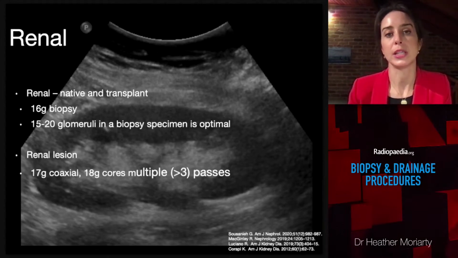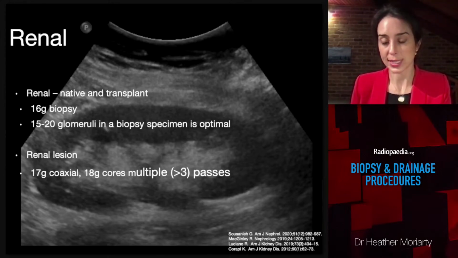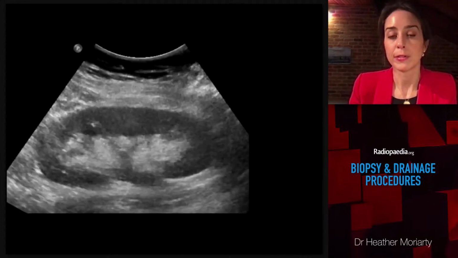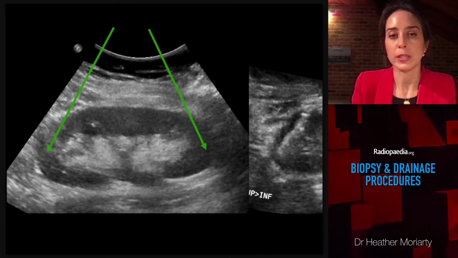For a focal renal lesion, again, I use a coaxial needle so I can take multiple passes and minimize the risk of tract seeding. For a renal biopsy, it's usually a cortical biopsy, and I try to direct my needle towards the poles. Usually superior to inferior is easiest, and you get the maximum number of glomeruli, and also you're aiming away from the blood vessels at the renal hilum.